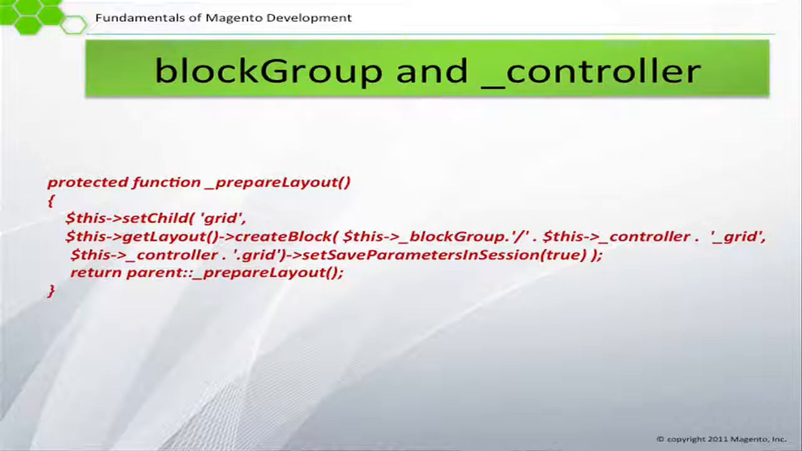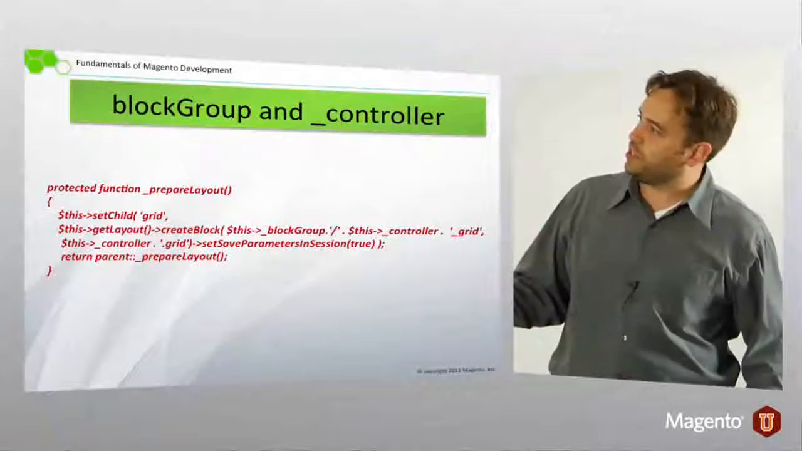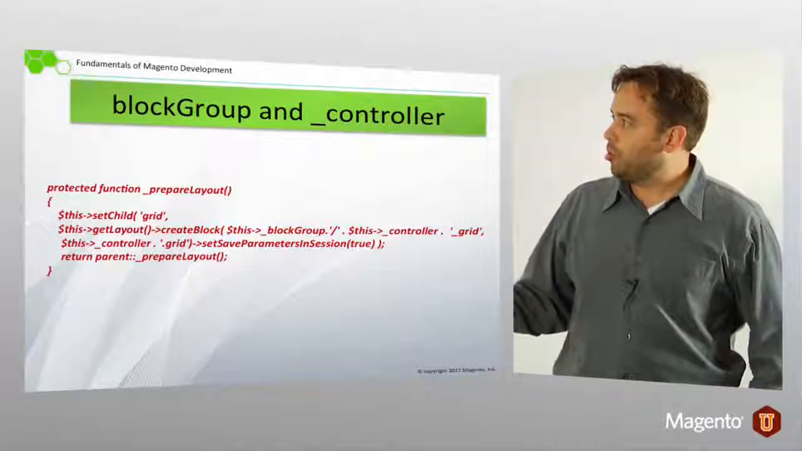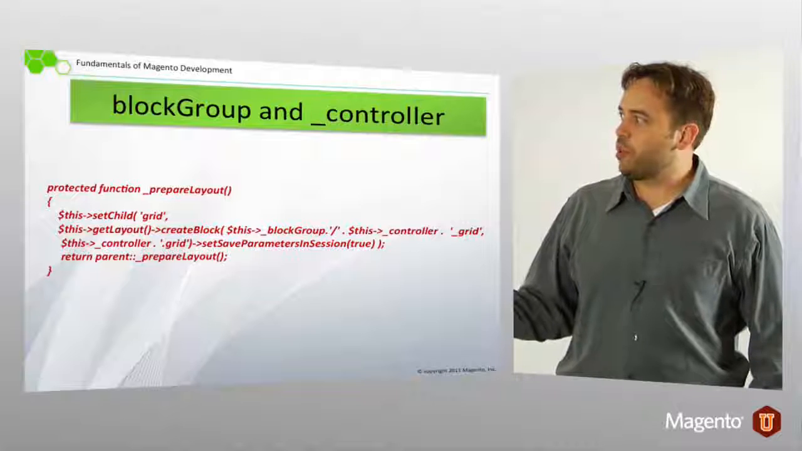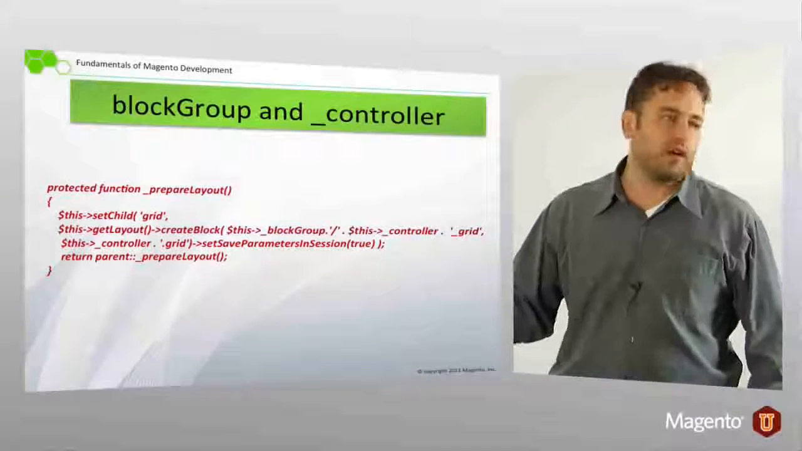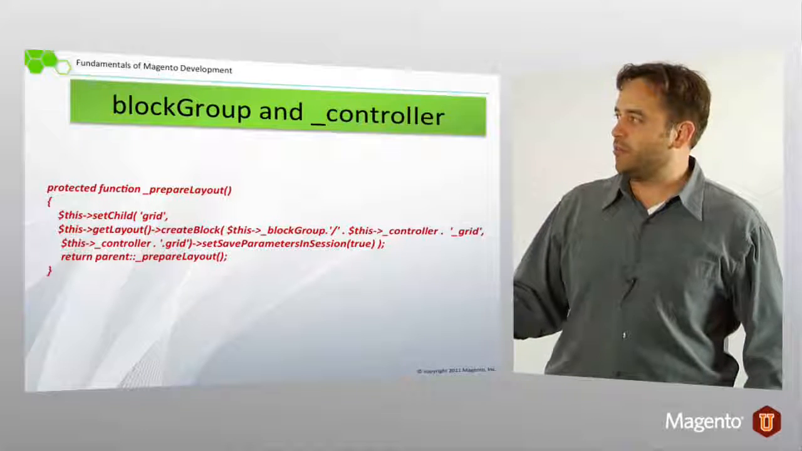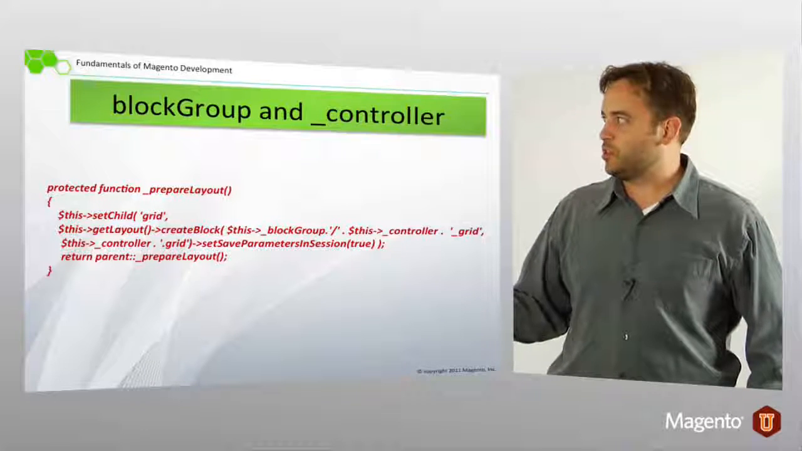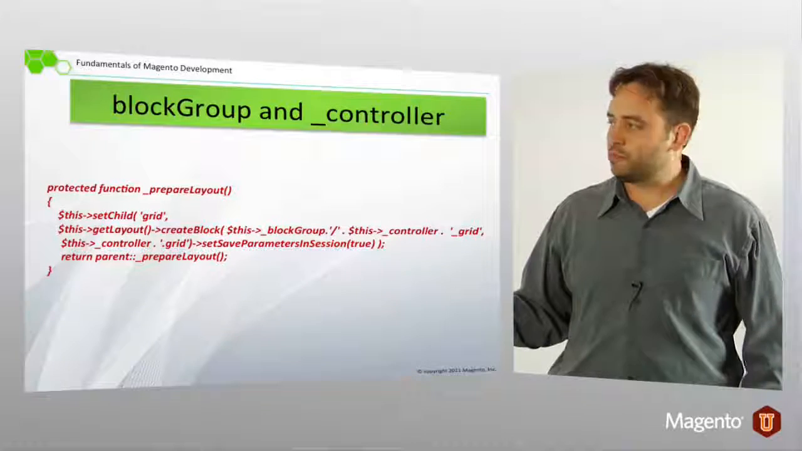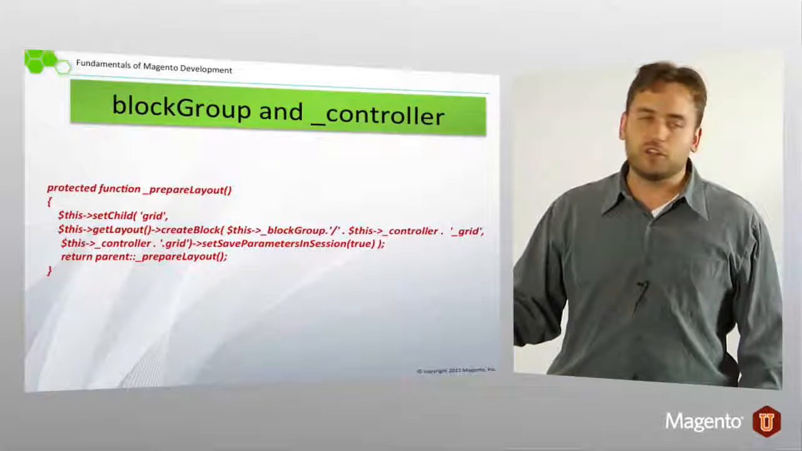So, prepare layout, though, does some interesting things. Prepare layout will set a child. So, this would set a child block, grid, and then it uses name grid, and then here we use create block, this, block group. Oh, so this is where our block group variable comes in, so this is our create block call, right? So then we'll use whatever string we've specified for our block group, and then append this controller. I'll explain this controller in a moment, underscore grid.